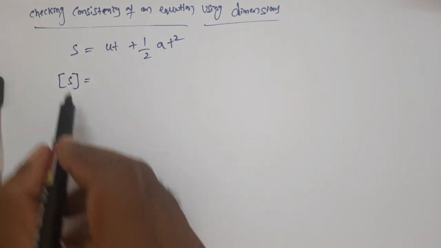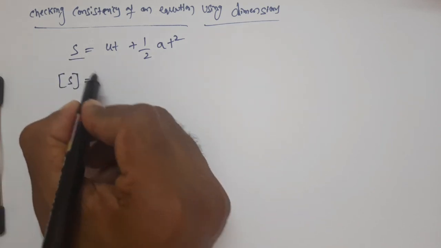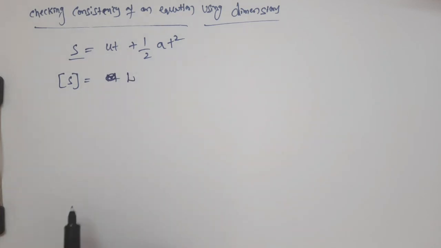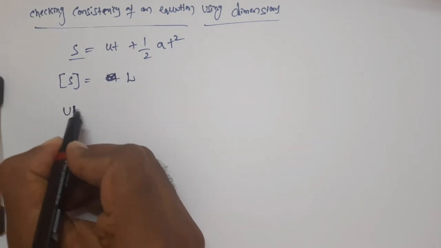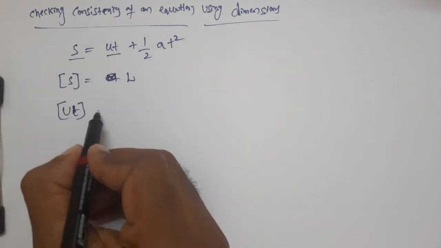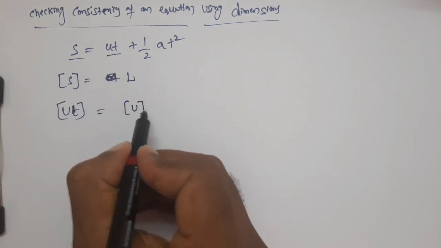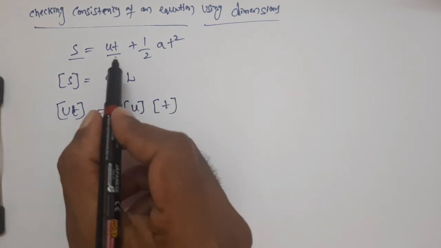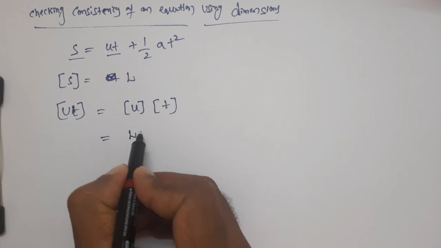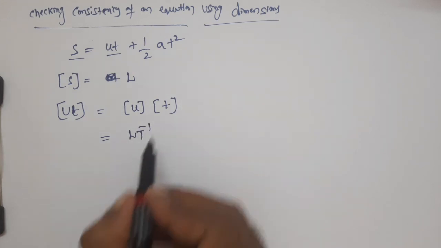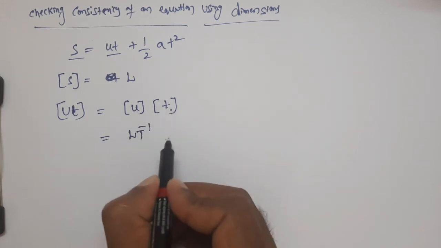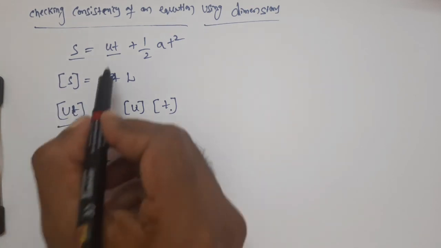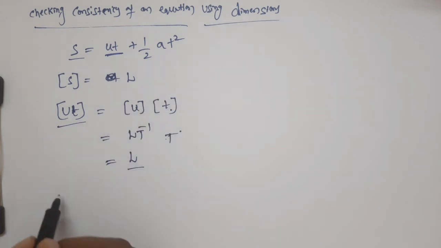What is the dimension of S, guys? S means displacement, right? So we get length, L. Now let us take the dimensions of ut on this side, individually u and t. What is u here? Initial velocity, right? The dimension of velocity is L t power minus 1. And what is the dimensional formula for t? Time, T power 1. So what is the dimension of ut? We get L.